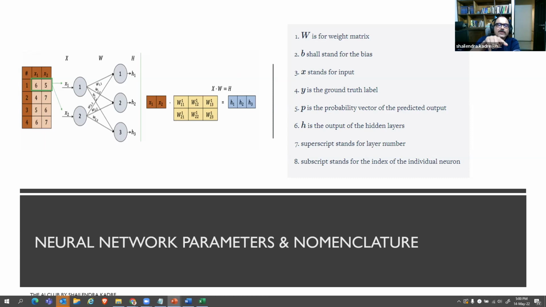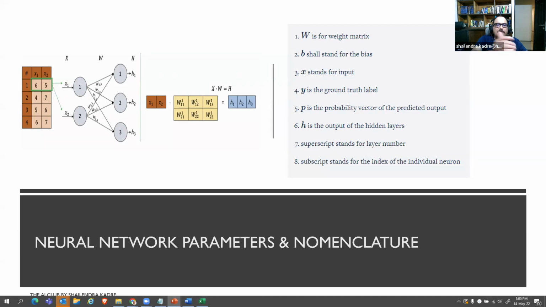So the superscript 1 represents layer number 1. W11 means weights between 1 and 1, that is, the first neuron of the first layer and the first neuron of the second layer. Like that we are connecting. So W21 means the second neuron of the first layer is connecting to the first neuron of the second layer. These are the basic nomenclature.